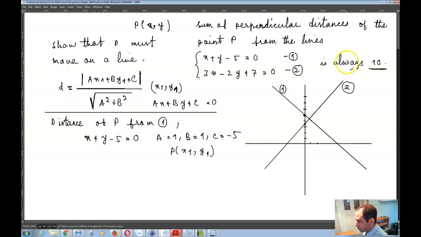And so this distance, I call it d1, for example, and that is the absolute value of ax1. So that is 1 times x1, which is x1, plus by1, which is 1 times y1, which is y1, plus c, which is -5, over the square root of 1 squared plus 1 squared, which is square root of 2. So this is basically the distance of the point P from the line 1.